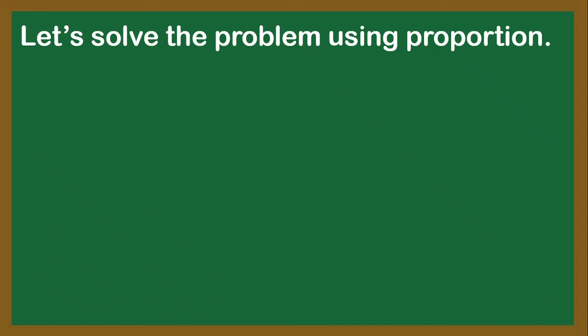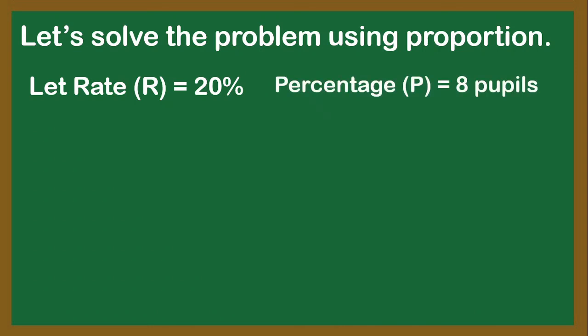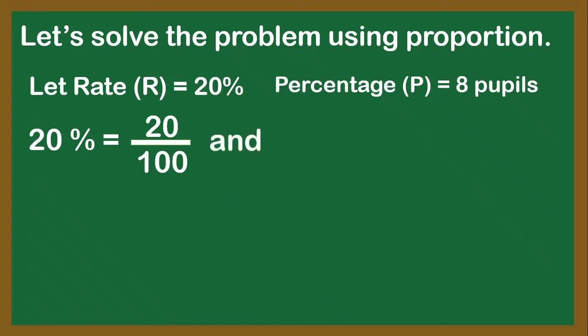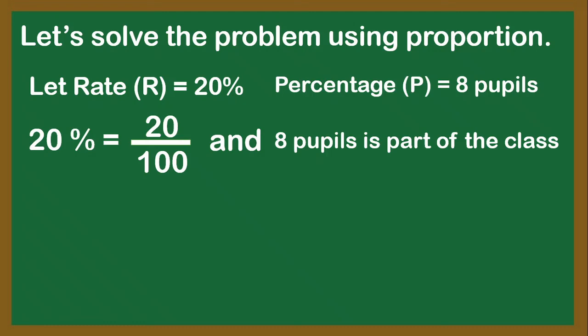Let us solve the problem using proportion. Let rate R equal 20%, the percentage P as 8 pupils, then 20% equals 20 is to 100. That is, making 20% into a ratio form, we compared 20 to 100. And 8 pupils is a part of the class, then we have now the ratio form as 20 is to 100 equals 8 is to n.